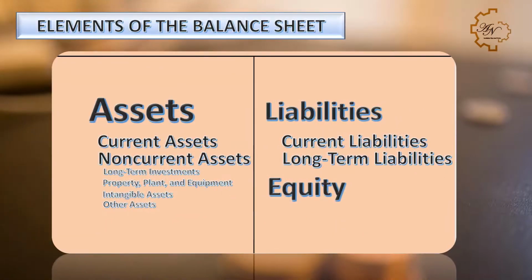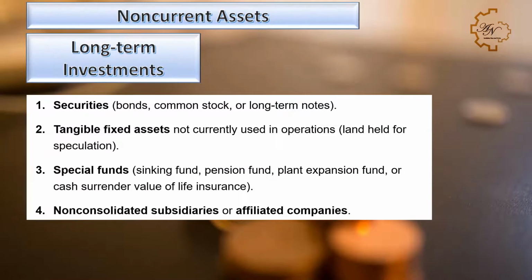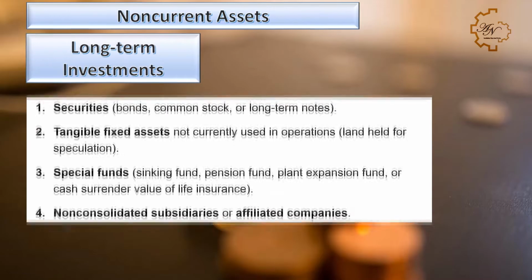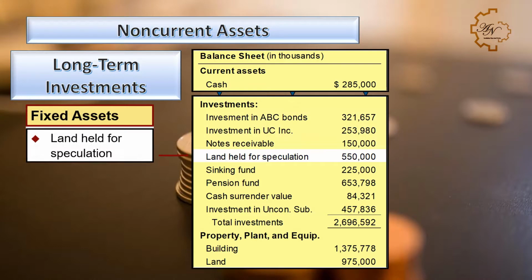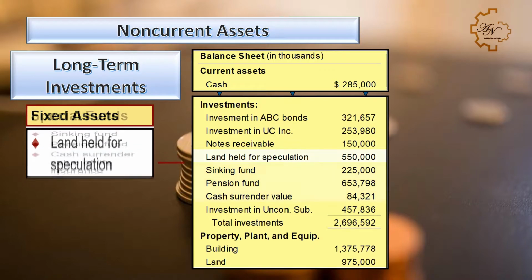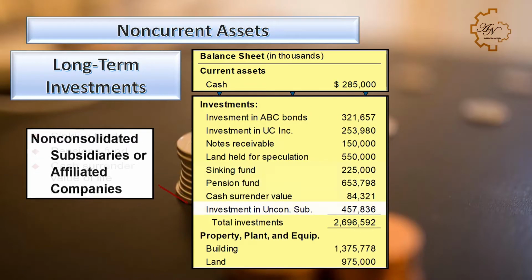Let's move on to non-current assets. Here we will see more than one category. Long-term investments: securities, bonds, common stock, or long-term notes. Tangible fixed assets not currently used in operations: land held for speculation. Special funds: sinking fund, pension fund, plant expansion fund, or cash surrender value of life insurance. Non-consolidated subsidiaries or affiliated companies.